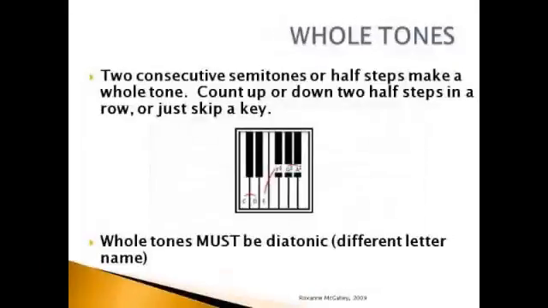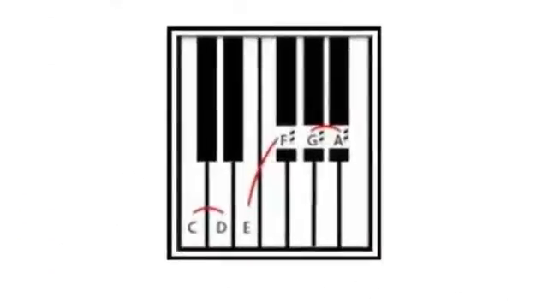Now where we have semitones and half steps, we also have whole steps or whole tones. A whole tone or a whole step is two semitones. What you're going to do for a whole tone or a whole step is you skip a key. So C to D would be a whole tone or a whole step. D to E would be a whole step or a whole tone. E to F sharp is a whole tone. F sharp to G sharp would be a whole tone, and G sharp to A sharp would be a whole tone.